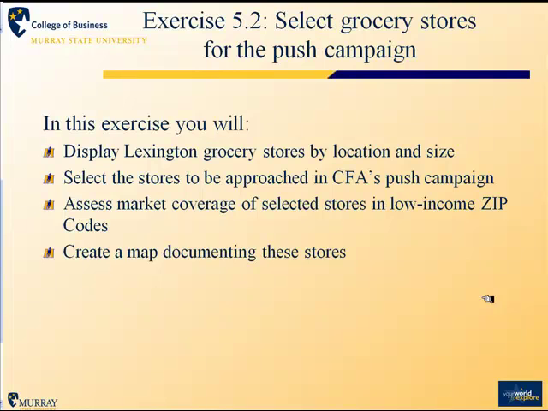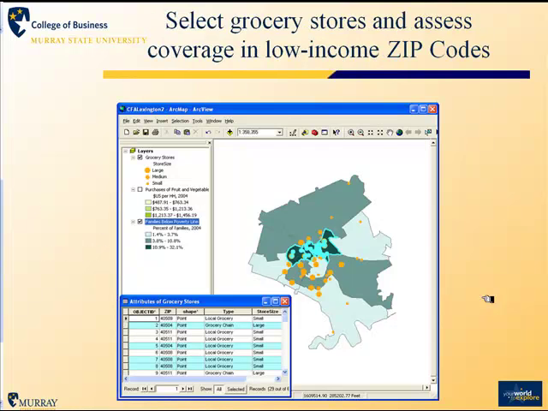These are the grocery stores for which you will target the locally produced produce of the farmers in the Kentucky Farm Alliance, and you will try and find those grocery stores which have the best chance of using this as a competitive advantage in their own strategies. So you'll select the stores that fall in that category, and you will also assess the coverage of these stores in low-income zip codes where you would really like to improve the exposure to local foods and local food products, and you'll document these in a map.